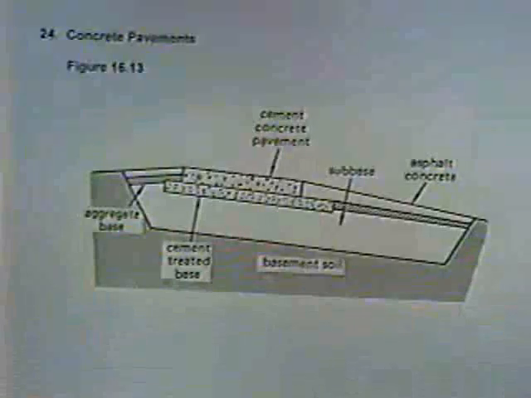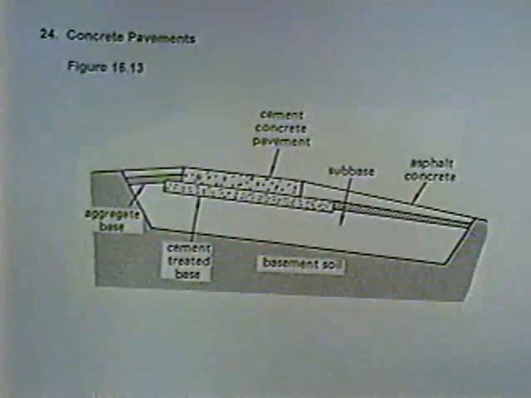Now just a bit of a review on 24. Concrete pavements or rigid pavements. We have the Portland concrete slab, which is on top. We have the sub-base, which is underneath, and you'll notice the basement soil or the subgrade. It may have a cement-treated base, it may not. You'll also notice from this drawing something we're going to talk about in a minute.